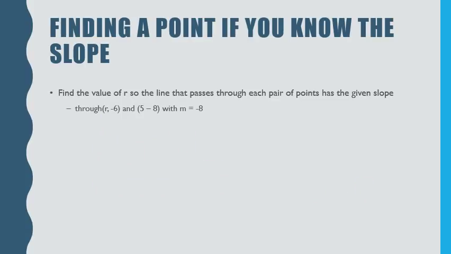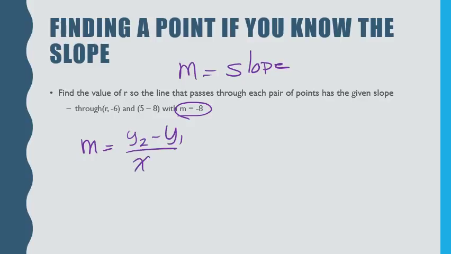Okay. So finding a point if I know the slope. Here's your extension from last year. We want to find the value of r so that the line that passes through each pair of points has the given slope. So we use m to represent slope. So using my formula, m equals y2 minus y1 over x2 minus x1.